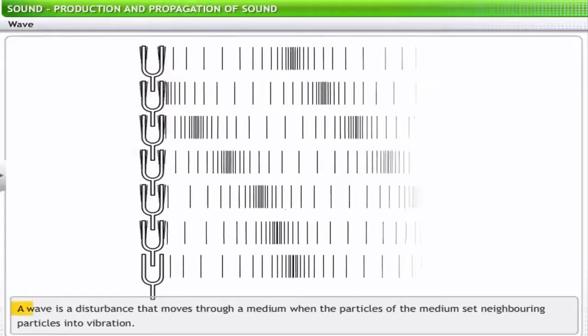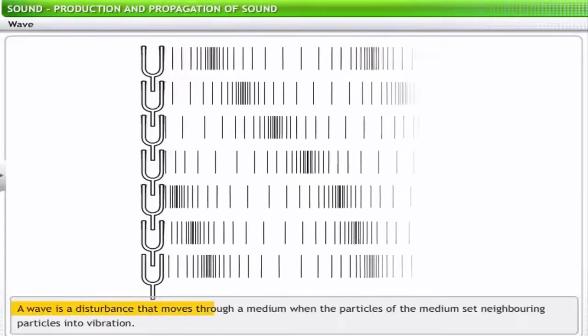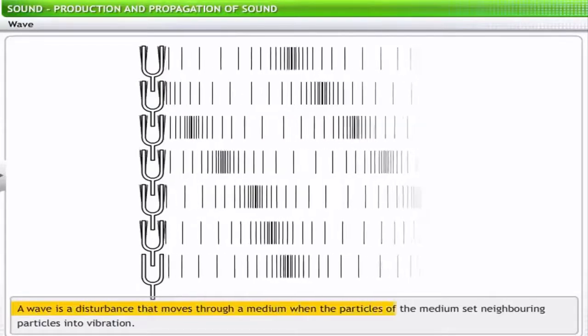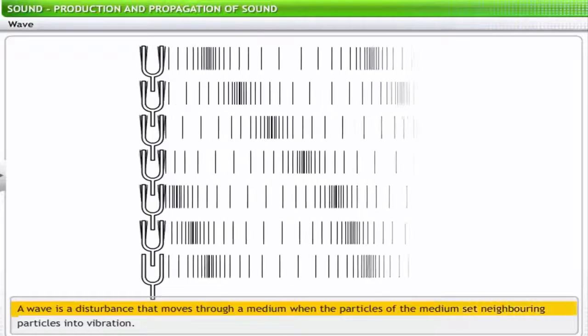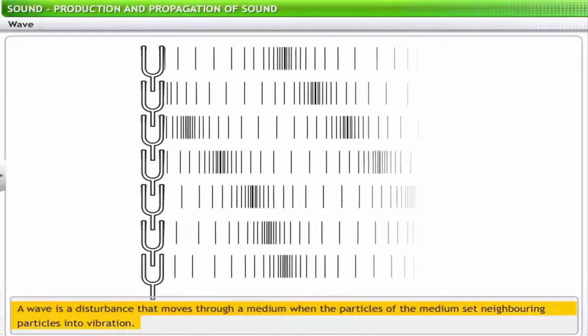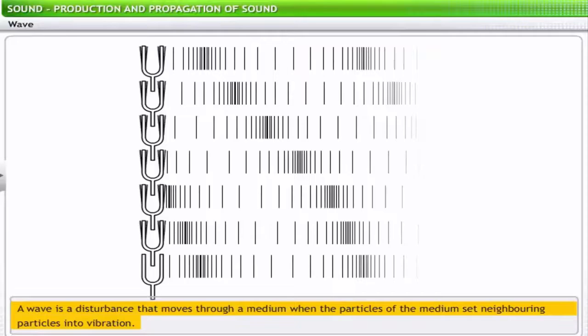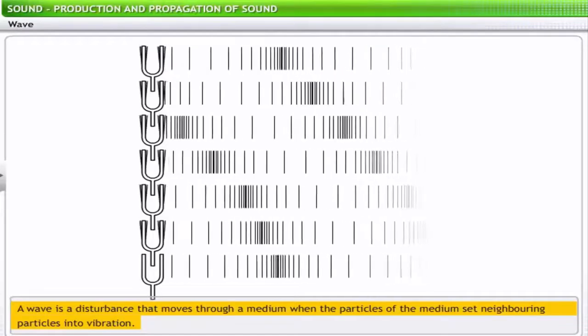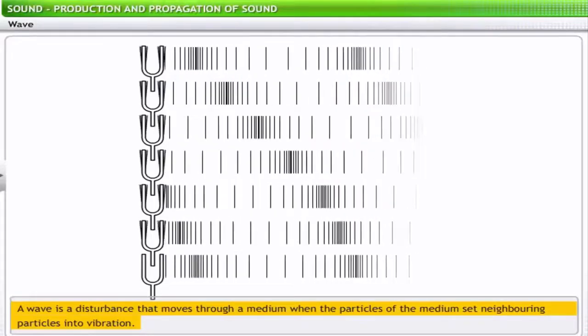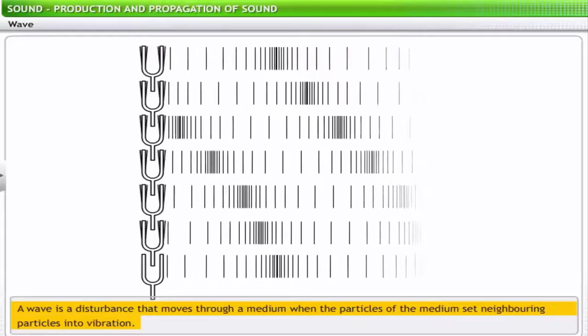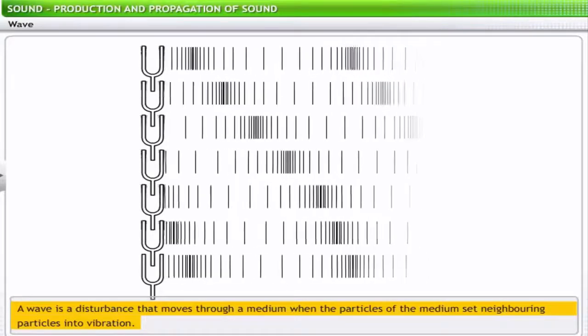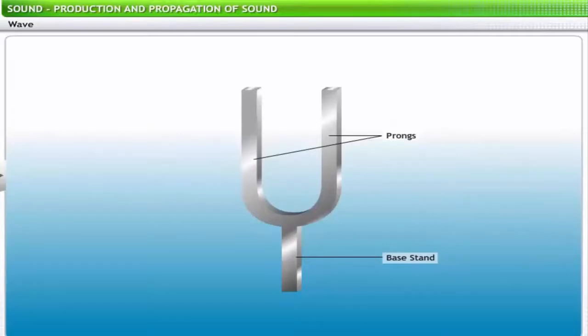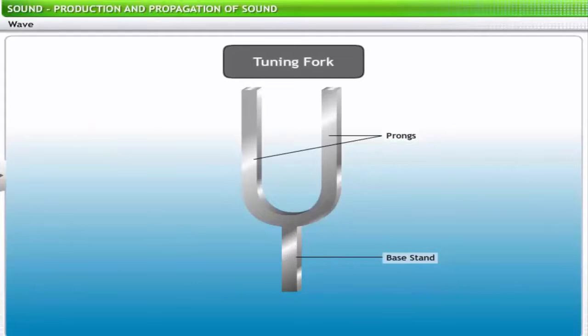In other words, a wave is a disturbance that moves through a medium when the particles of the medium set neighboring particles into vibration. Therefore, we visualize sound in the form of waves. Air is the most common medium through which sound propagates. To study the sound waveform in more detail, let's use a tuning fork.